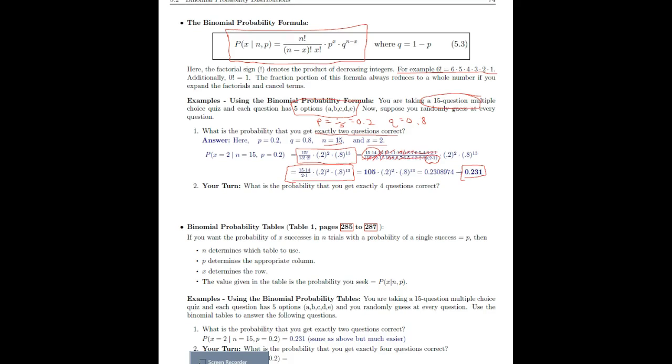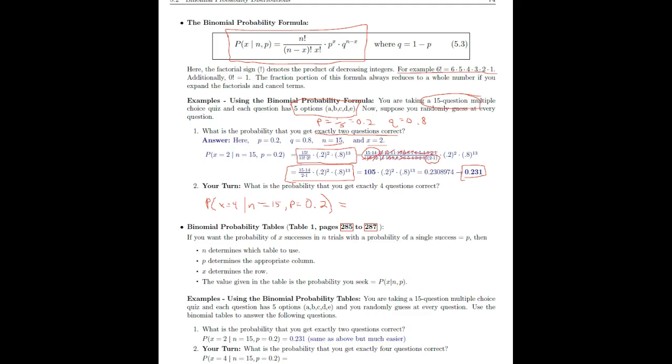All right, so now you try one. Try to find what the probability is that you get exactly 4 questions correct. Pause the video, give it a try, and then when you replay it, we'll see my work and you can see if yours matches up. All right, so we're trying to find the probability of 4 successes given 15 trials with a probability of each success occurring still at 0.2. So you could set it up this same way as before.